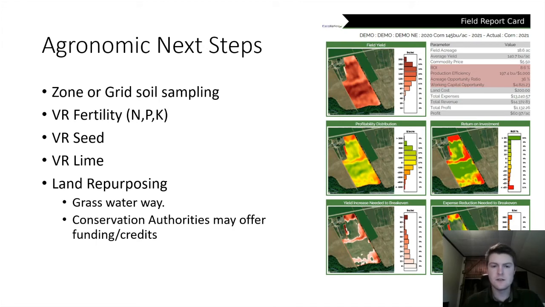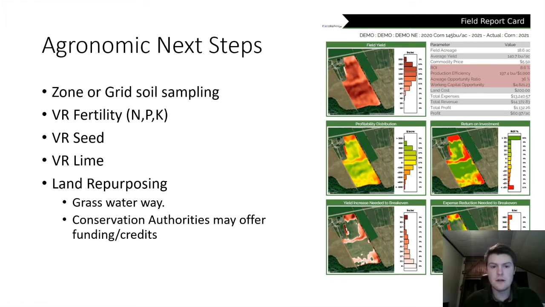Other standard decisions like maybe switching your varieties or switching the crop planted, or modifying your crop protection management plan or your fertility plan by introducing VR fertility scripts for N, P or K, or variable seeding scripts in lower profit zones, reducing your seeding rate, or maybe addressing pH issues that you found by your soil samples. So then you do a VR lime application.